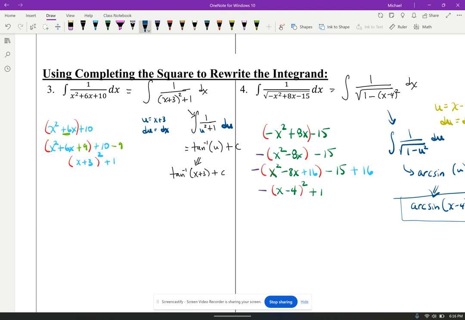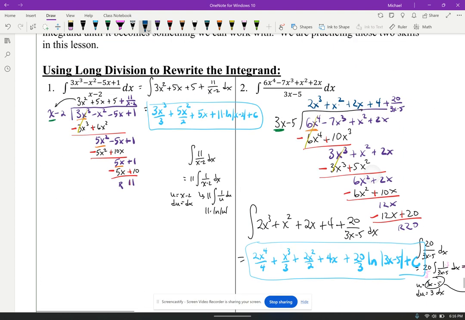If you don't remember how to do completing the square, that's something we can talk about in class or in tutorials. We can remind you of that, as well as if you don't remember how to do long division, we can do that in tutorials as well.